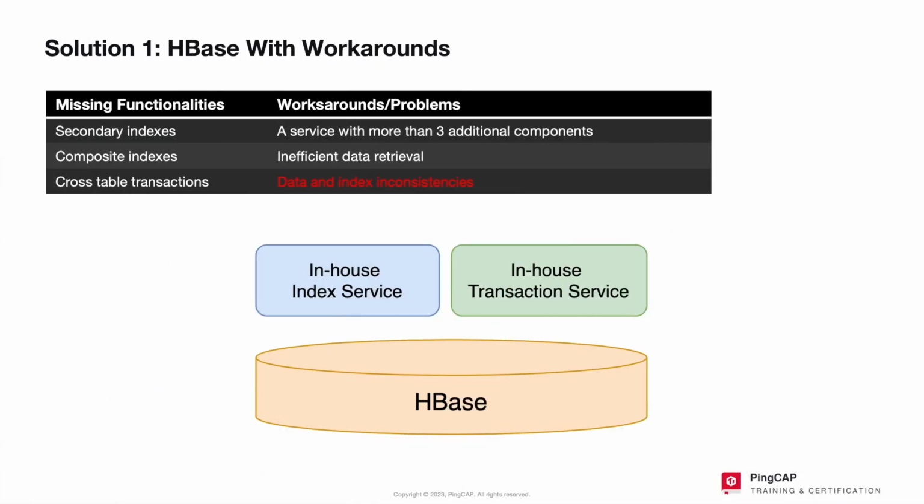The first generation of solution was to use HBase as well as many in-house systems such as index service and transaction service, which provides the functionalities available in HBase. However, this leads to high costs, including high maintenance costs and high infra costs for complicated systems. Moreover, not all of the missing functionalities can be addressed with a workaround, such as cross-table strong consistency transactions. In addition to that, it is very hard to upgrade HBase to the latest version.